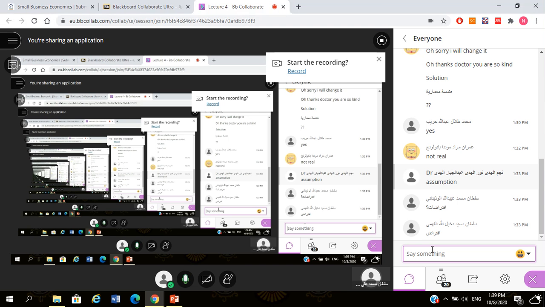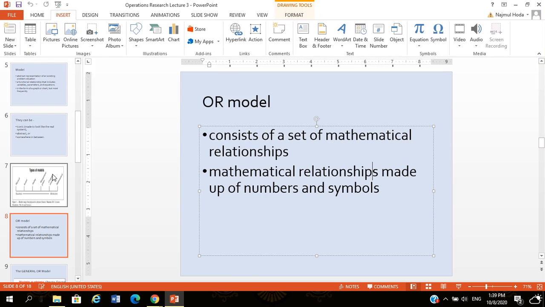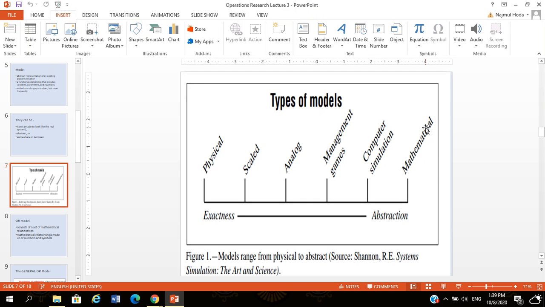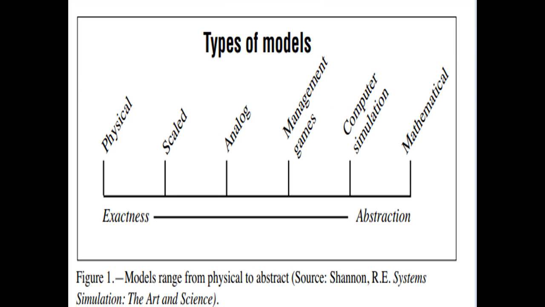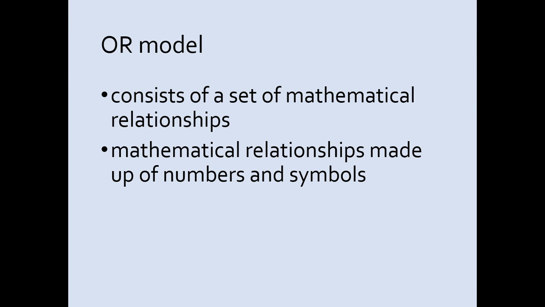It is abstract. So, this is very important for you to learn that the OR model is a mathematical model. So, we fall on this side, the mathematical side, where we don't make a picture of the model, we make equations of the model, formula of the model and solve it, right. So, this is clear.